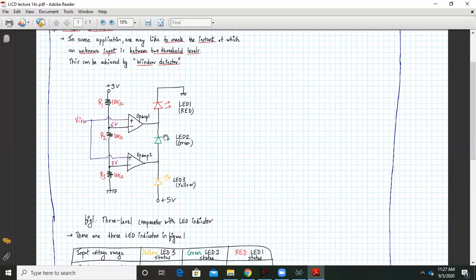Both outputs Vout1 and Vout2 will be plus 13.5. Let us see which op-amp will be on and which LED will be on. So let's consider yellow. The yellow anode is 5, the cathode is 13.5. So it will be off.